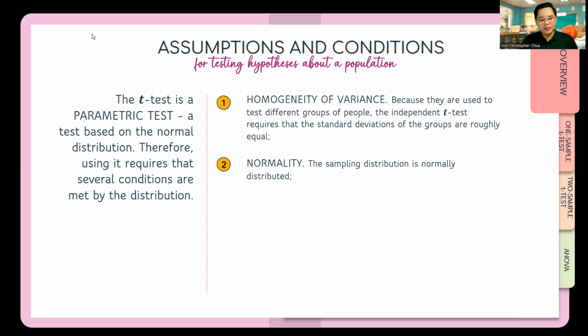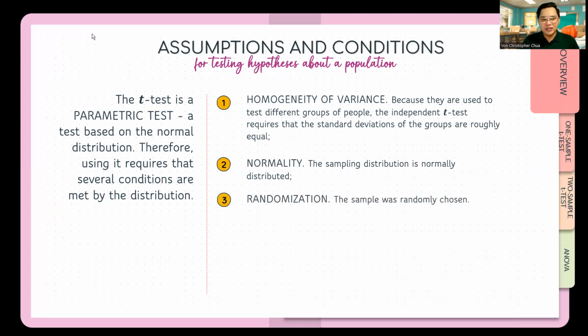Remember that the data that we get from the sample should be representative of the data that we should get from the population, especially if the sample that we have obtained is representative. So if the sample is normally distributed, then more likely the population distribution should also be normally distributed.